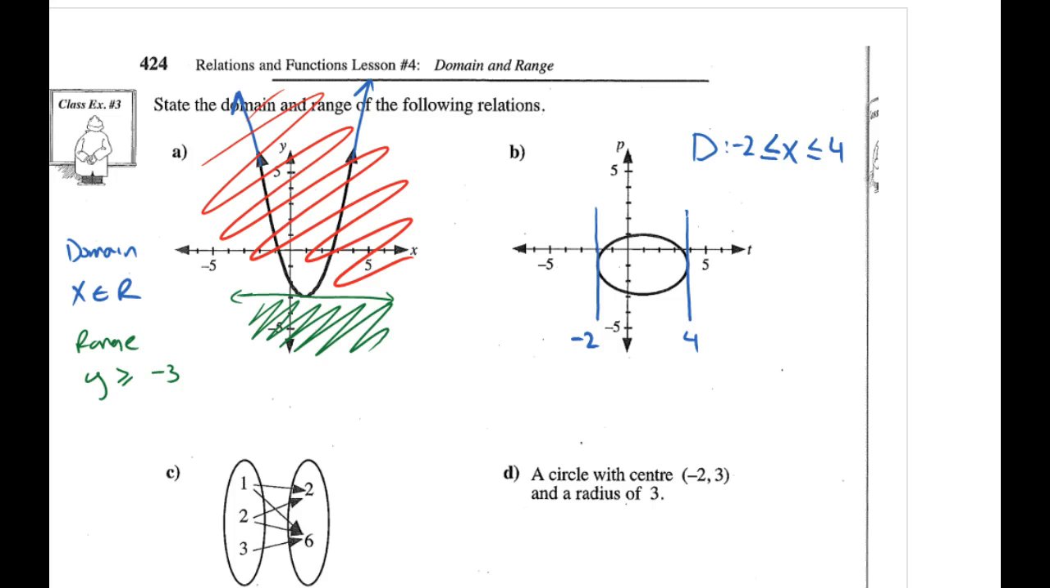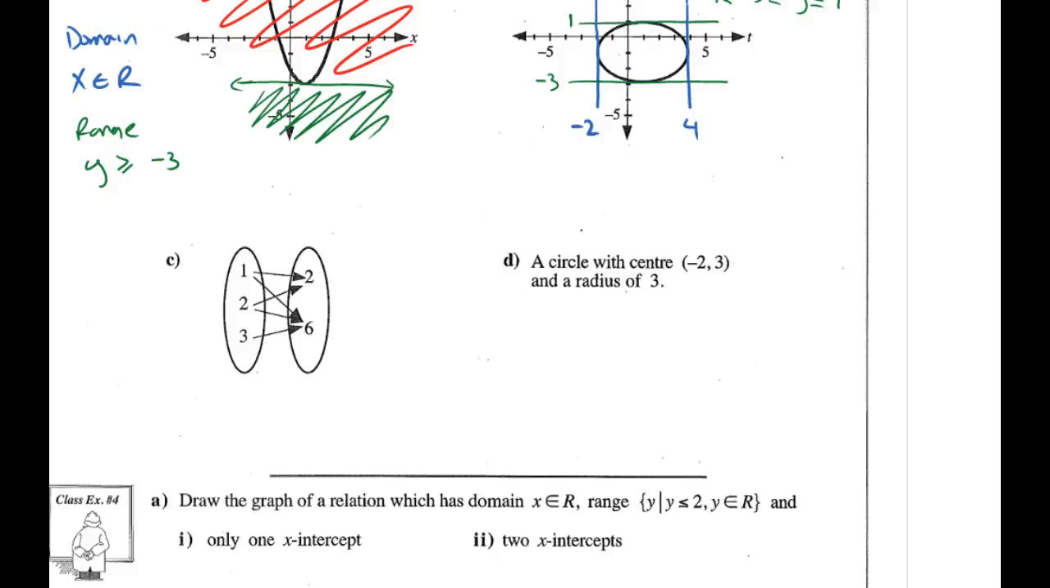And the range is very similar. The range goes from here, that's the lowest point, and the ceiling is at 1. And the basement, or the bottom here, the ground level, is at negative 3. So y is going to be greater than negative 3, but less than or equal to positive 1.